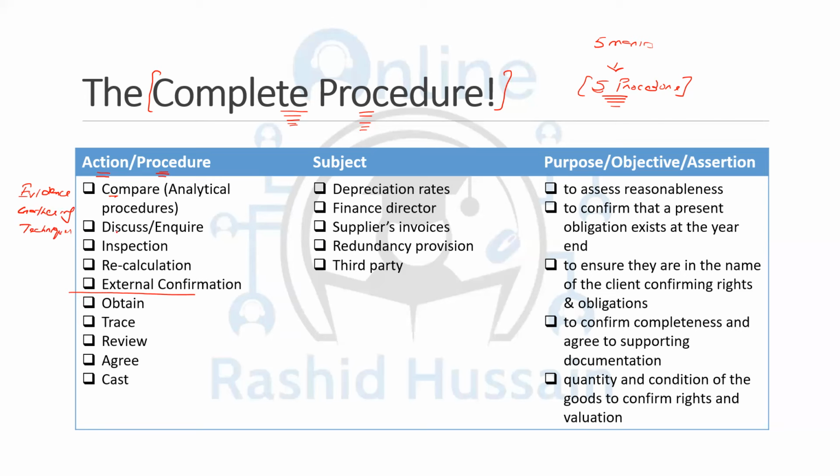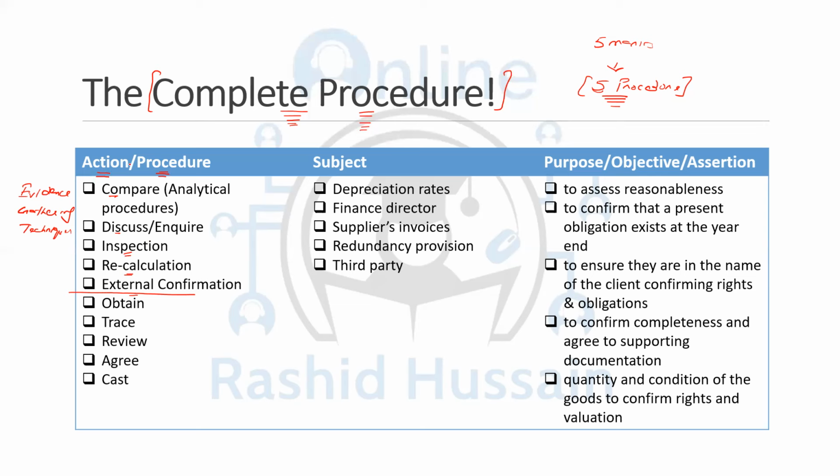So the comparisons, the inquiries, the inspections, recalculations, and I already explained to you the analytical procedure is all about comparisons with the previous years, with the similar companies, and then discuss or inquire with the relevant personnel, and then inspection of the documents, and then recalculation, and then reperformance, and then we have the external confirmations.